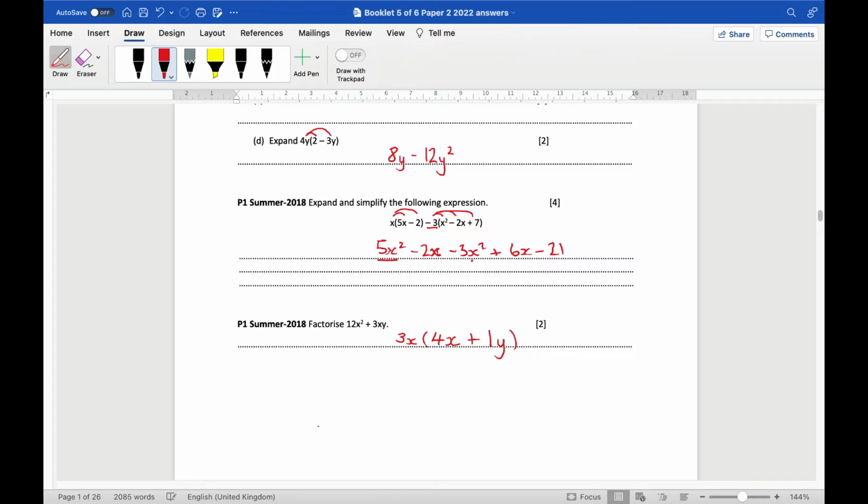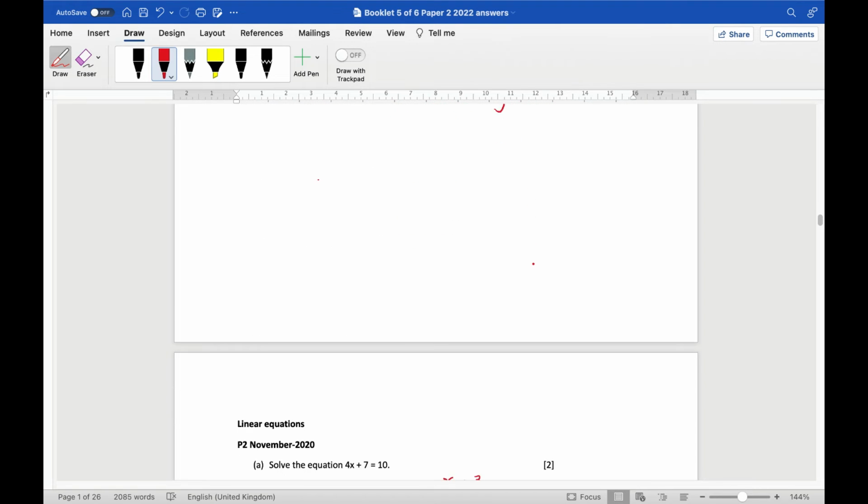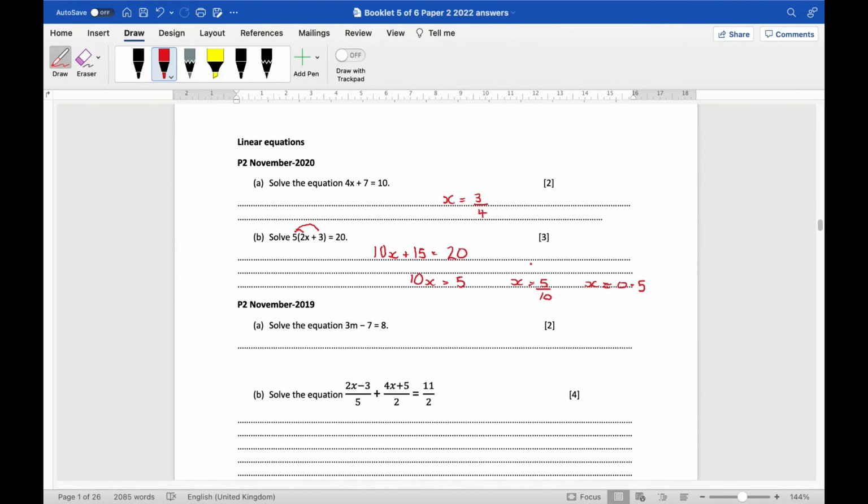Start by collecting together my x squared terms. So I've only got 2 left once I take away 3. Then minus 2x plus 6x is plus 4x. And minus 21 on the end, expanded and simplified. So that's the basic algebra. We're on to solving equations.